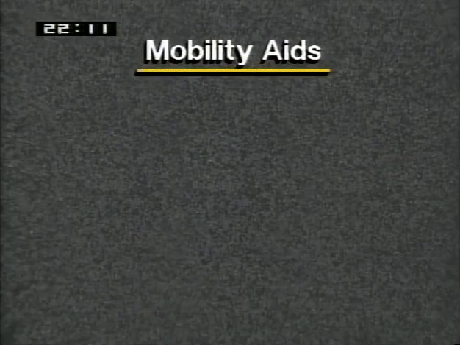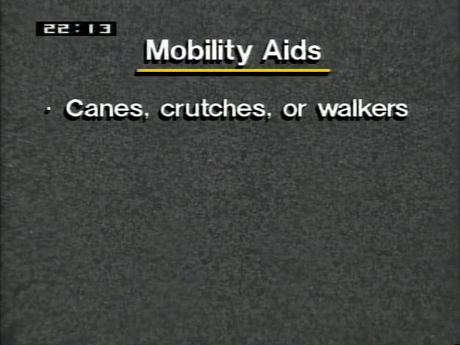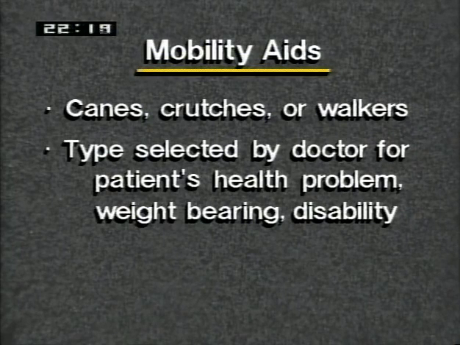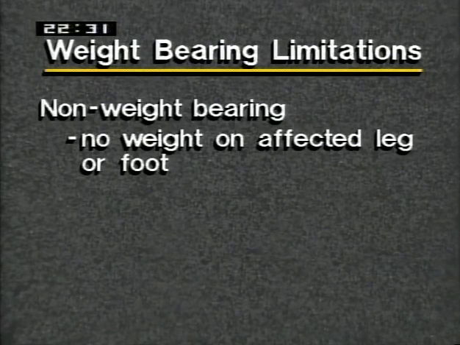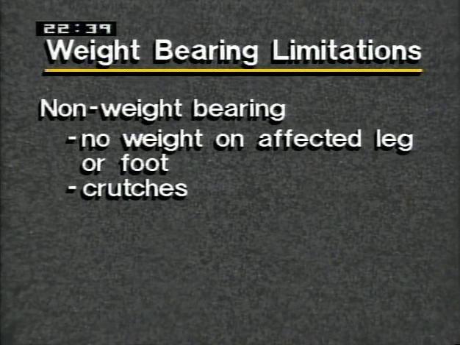The second mobility aid Tom uses is a walker. Many of your patients will use mobility or ambulatory aids such as canes, crutches, or walkers. The type of ambulatory aid used by the patient is selected by the doctor and is dependent on the patient's particular health problem, weight-bearing limitations, and disability. If the patient is non-weight bearing, this means that no weight can be placed on the affected limb or foot. This type of patient will probably use crutches, placing all the weight on the arms and uninvolved leg.